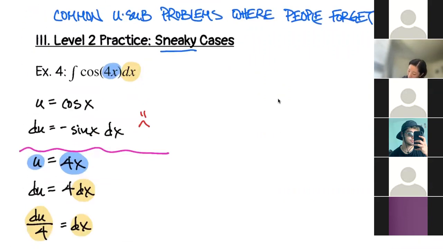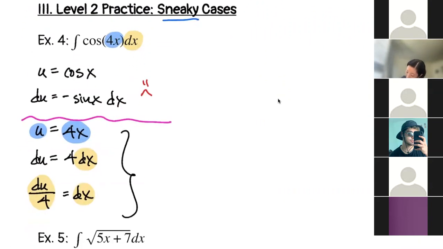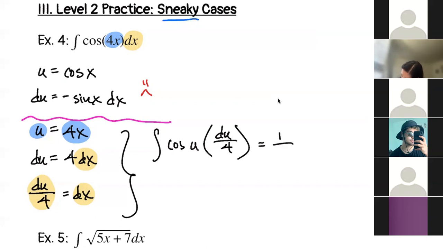Now you might be saying, what about that cosine piece? Well, let's see what happens when we put this all back in. The integral of cosine u times du over 4. If I wanted to think about my constant multiple rule, I could go ahead and pull out the 1/4 all the way to the front. 1/4 integral of cosine u du.